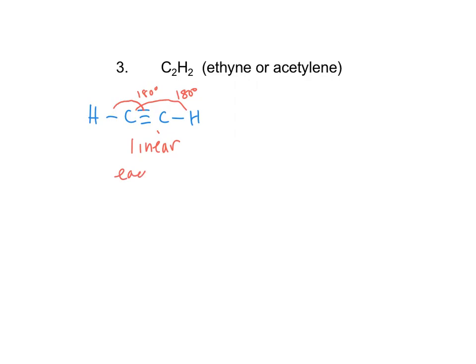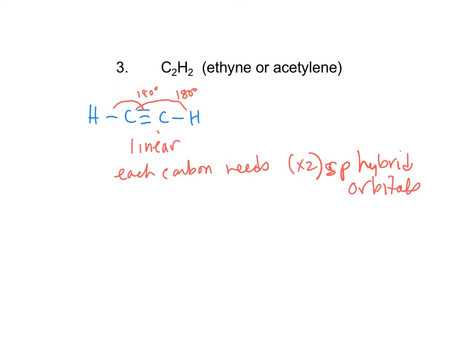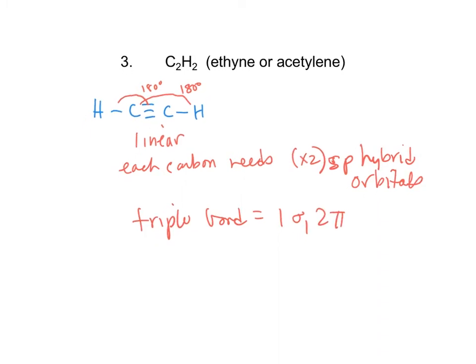And each carbon needs 2 sp hybrid orbitals. That's what we need. And also triple bond, 1 sigma and 2 pi. Okay, so that's what we need.